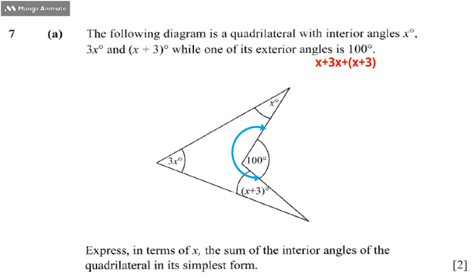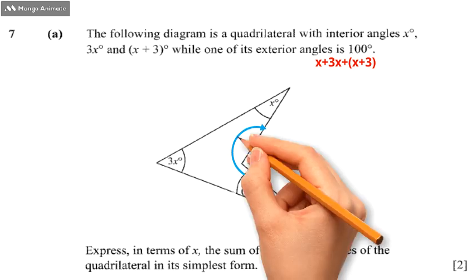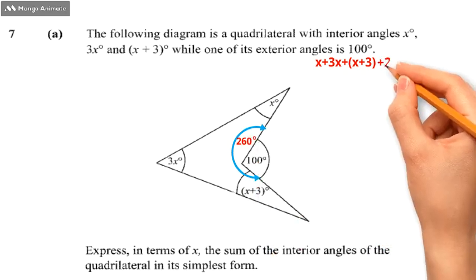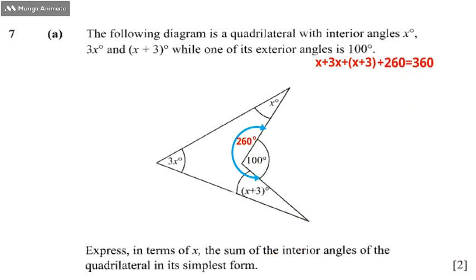Since there is 100 degrees of exterior angle, together the exterior and interior angle should give you 360 degrees. So the difference of 100 degrees and 360 degrees is equal to the interior angle. When we subtract 100 degrees from 360, it will give you 260 degrees. So that is the value of that angle. So we say plus 260 degrees is equal to 360 degrees.